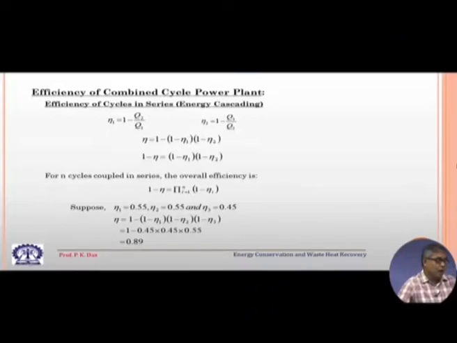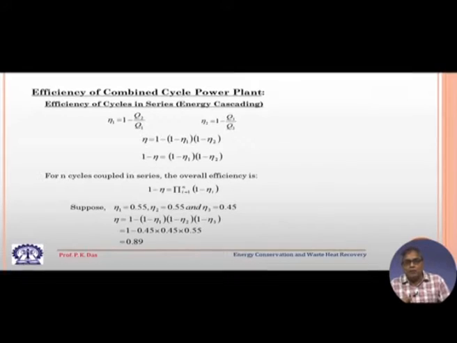We can take an example of how this increases the efficiency of the cycle. Let us say eta 1 is equal to 0.55, eta 2 is equal to 0.55, and eta 3 is equal to 0.45. There are 3 cycles, and if they act as a combined cycle, with a topping cycle, intermediate cycle and bottoming cycle, then we will have the combined efficiency equal to 0.89. You see, quite a large efficiency. So, at least theoretically this can be achieved if we have different cycles and combine them in series.